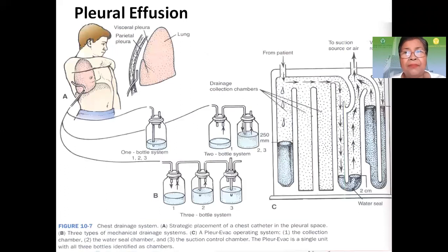Okay? Nabasag yung water seal bottle. Anong mangyayari? Yung glass tube hindi na nakalubog sa tubig. Kaya yung air will go back to the patient. Kaya anong gagawin? Clamp the tube. Clamp the tube to prevent air going back to the patient. Or the answer will depend upon the choices available. Or kaya immerse the tube in water. You must have an extra bottle.